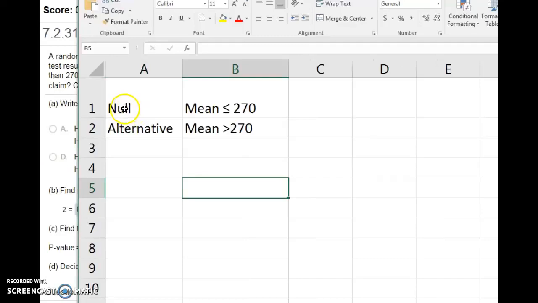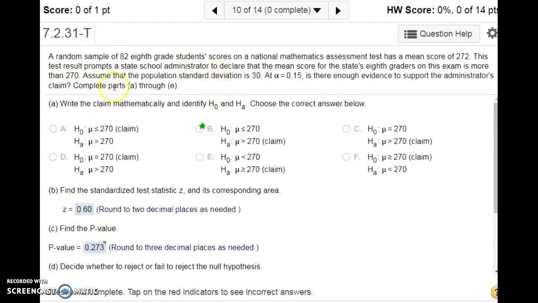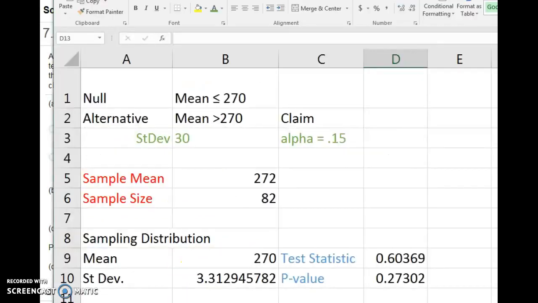And so then I know what my null is. It has to be the complement of that, which is that the mean is less than or equal to 270. And recall, this is the claim that we're making about our mean. And so using all the information in the problem now, we're going to find the test statistic for our sample, the p-value, and decide to either reject or fail to reject the null. So in Excel, make note of what the standard deviation is and what alpha is. This will help determine whether you reject or not. And then get the information from your particular sample.